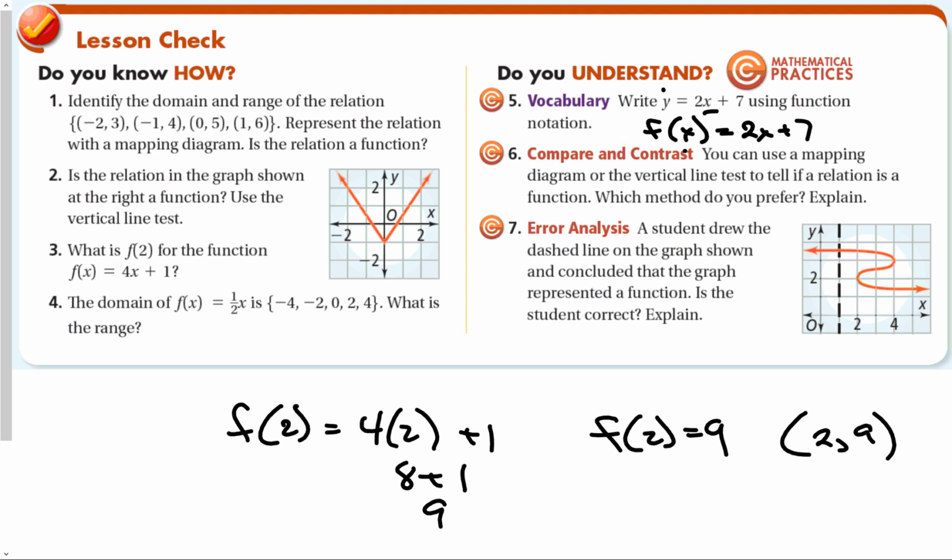Student drew the dashed line on the graph and concluded that the graph represented a function. Well, it is true that that line does not touch the graph more than once. You have to look at the entire function. It's good over there, it's good over here, but right there in the middle, we're going to hit the graph 3 times, which means it's not a function. It is a relation. Right? And that is 4-6, formalizing relations and functions.